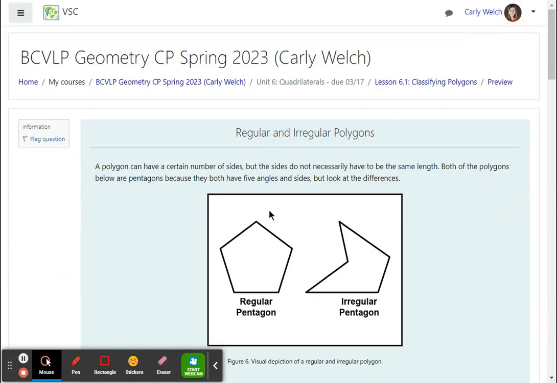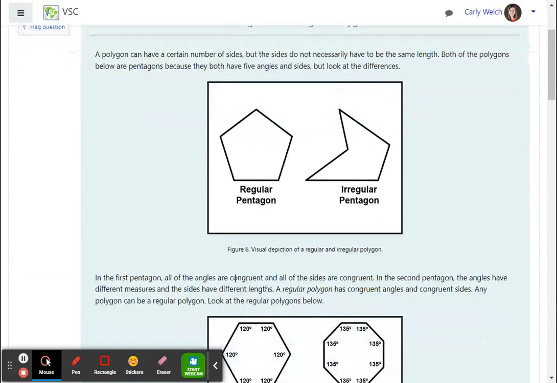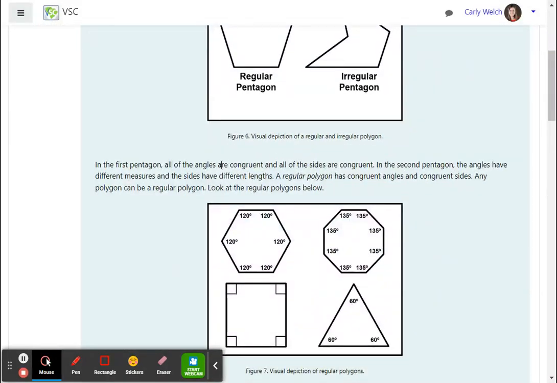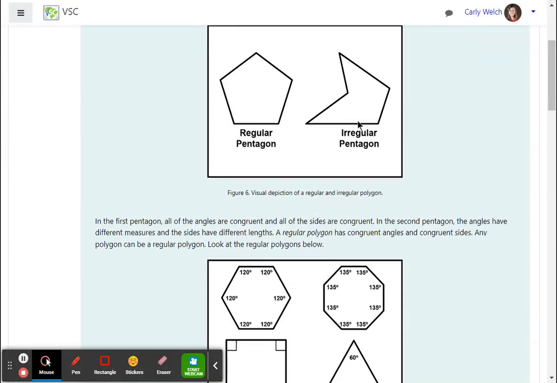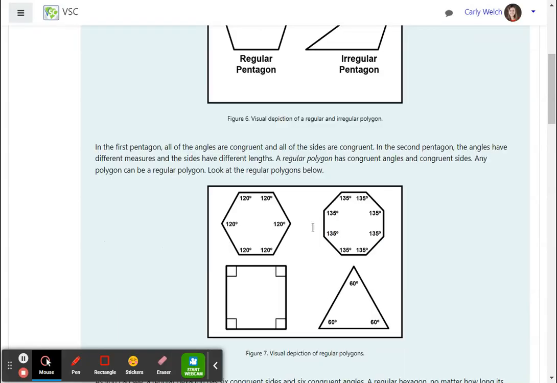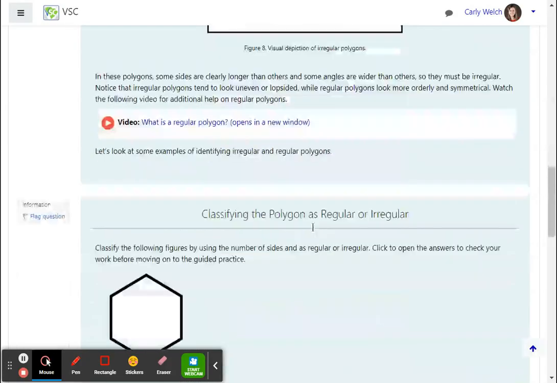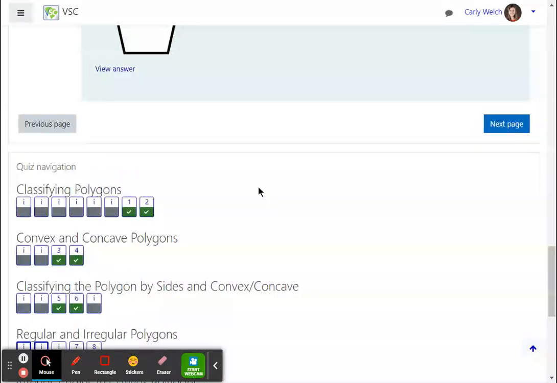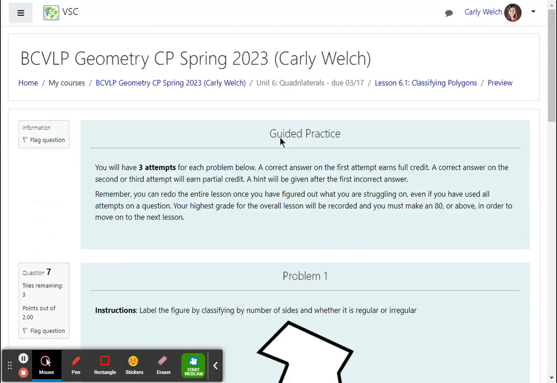There's some extra practice. So we have irregular versus regular. A regular polygon has congruent angles and congruent sides. So any polygon can be a regular polygon. Look at these examples below. If it does not have congruent angles and congruent sides, it is considered an irregular polygon. So there's a couple of examples that you can practice with.